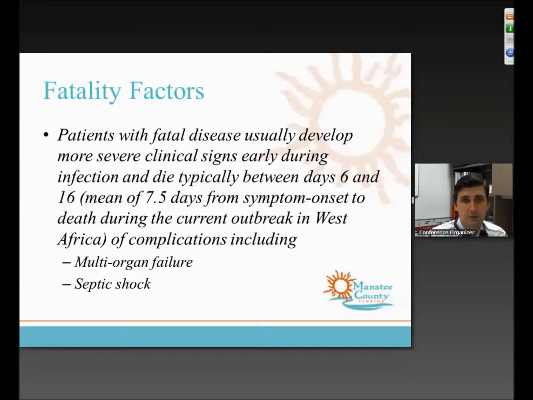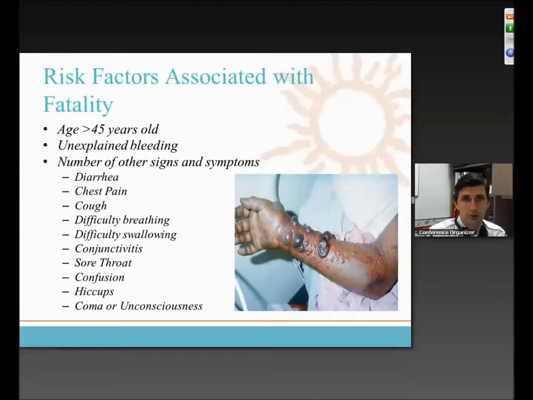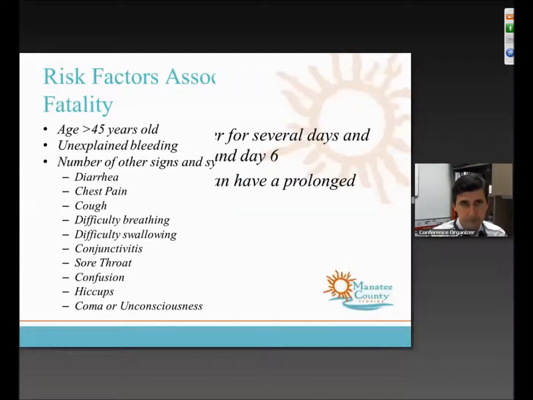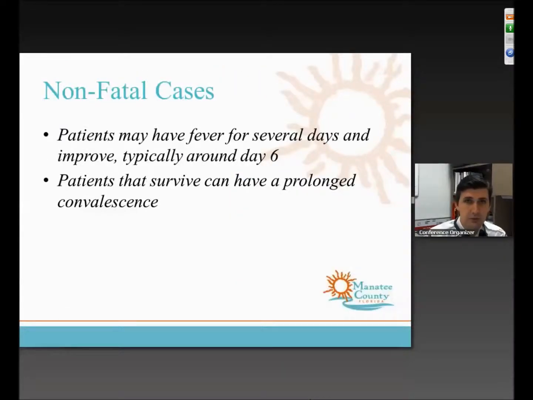Some fatality factors. Patients with fatal disease usually develop more severe clinical signs early during the infection and die typically between day 6 and 16 of complications, including, but not limited to, multi-organ failure or septic shock. Risk factors associated with fatality include those greater than 45 years old, those that get unexplained bleeding in association with the virus, and a number of other signs and symptoms as listed below tend to go along with those who become fatal. Non-fatal cases: patients may have fever for several days and improve typically around day 6. Patients that survive can have a prolonged period of trying to get back to full function and energy.